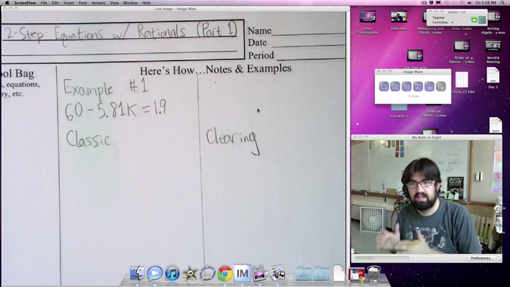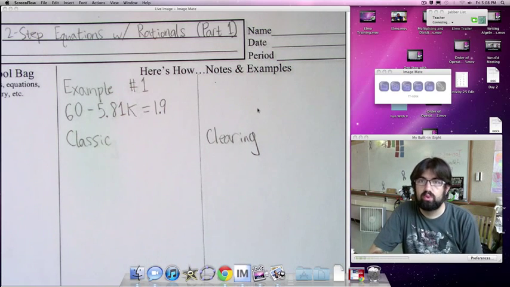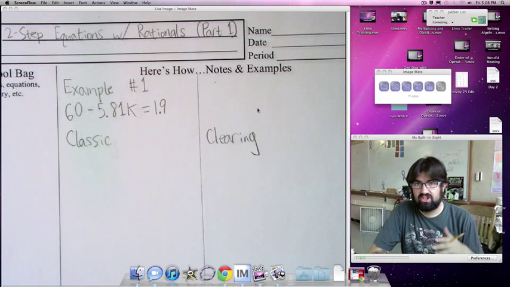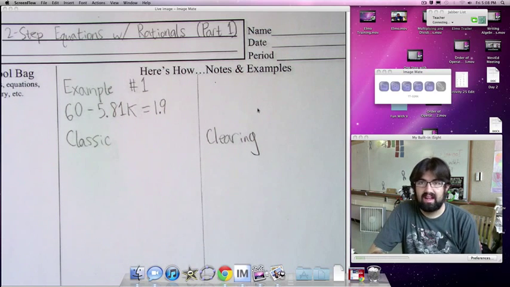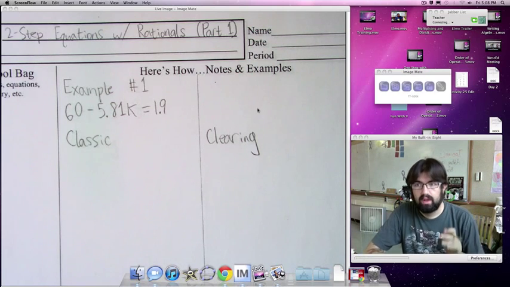So classic is going to be you have to know decimal and fraction laws. Clearing, which is a very useful tool, is great because it actually allows you to skip a lot of this stuff because, man, I really don't like decimals and fractions because of all the crazy rules you have to learn. So let's get to it.